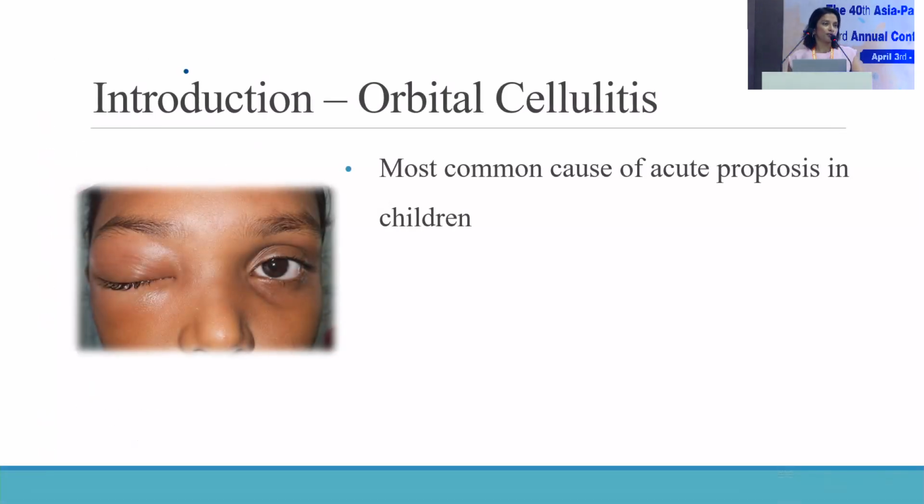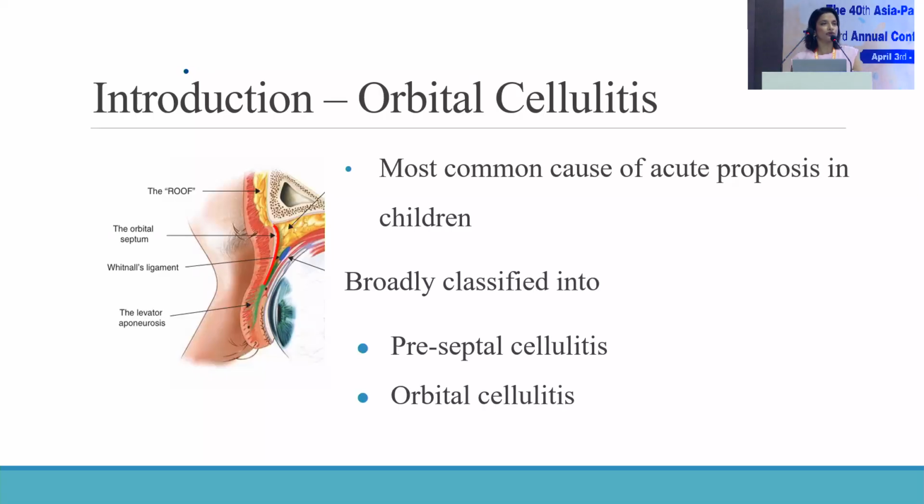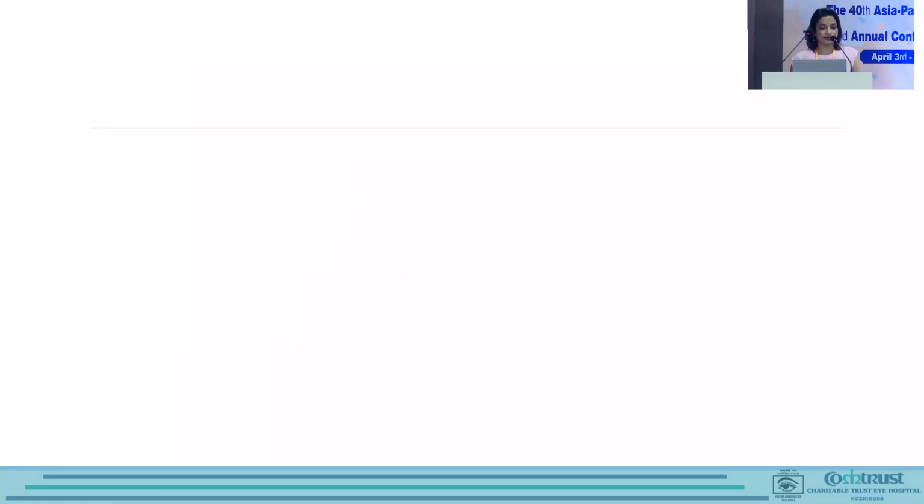So what is orbital cellulitis basically? It is an infective process involving the lid and the orbital tissues. The simple structure here, which is a fibrous septum, separates the lid from the orbital tissues. Based on this, broadly we can classify it into preseptal cellulitis and orbital cellulitis.